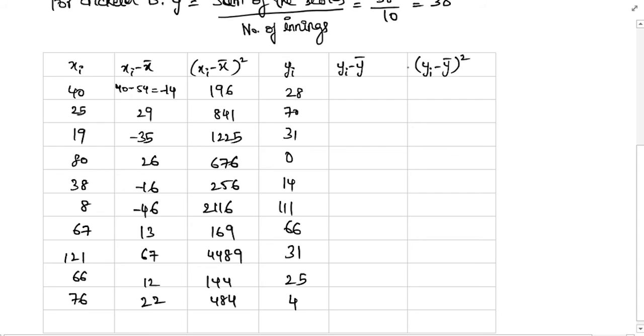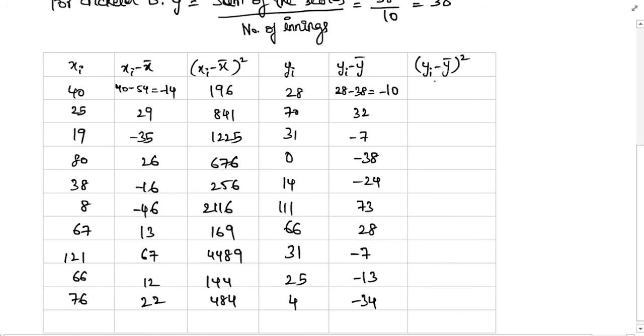Okay. Now we'll move on to yi minus y bar, that is 28 minus y bar, we got it as 38, right? So this will be equal to minus 10. Similarly for the others, this is 32, this is minus 7, minus 38, minus 24, 73, 28, minus 7, minus 13, minus 34.